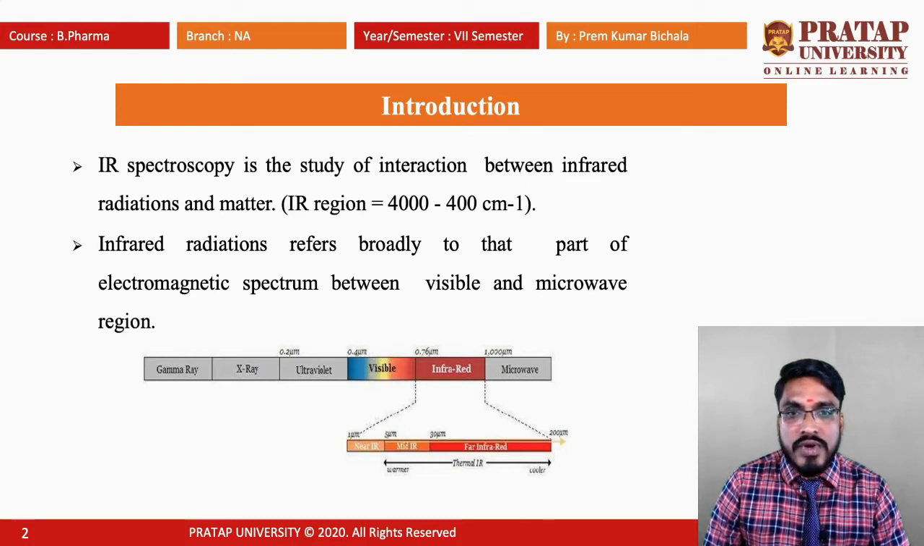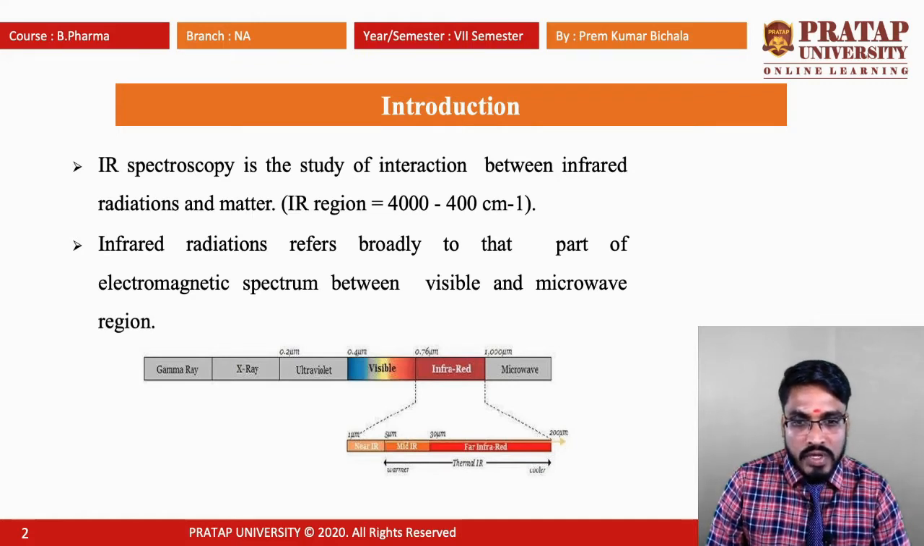So here is the region of IR radiation. It lies from 4000 centimeter inverse to 400 centimeter inverse. Infrared radiation refers broadly to that part of the electromagnetic spectrum, that is EMR, between the visible and microwave regions. Just go through the picture which I shared here. IR radiation has three different types: near IR, mid IR and far IR.